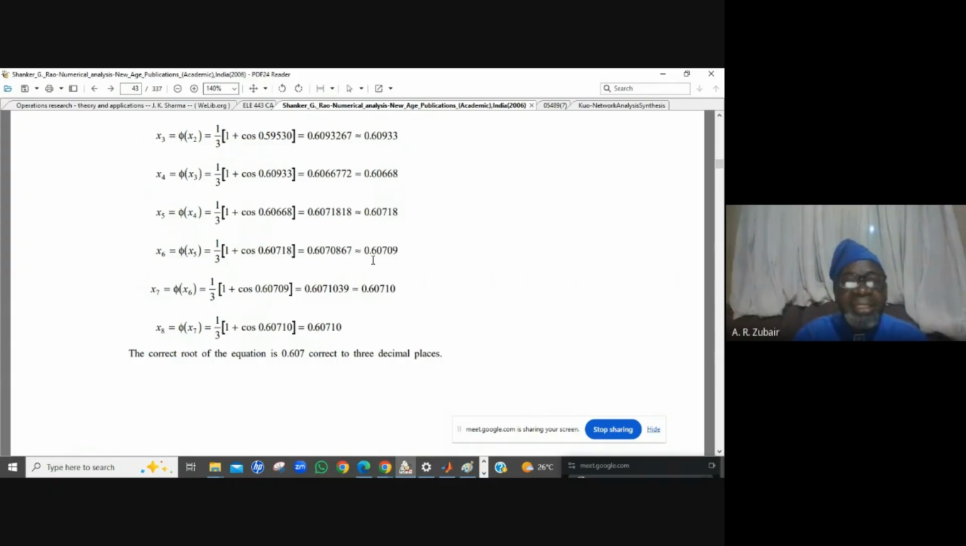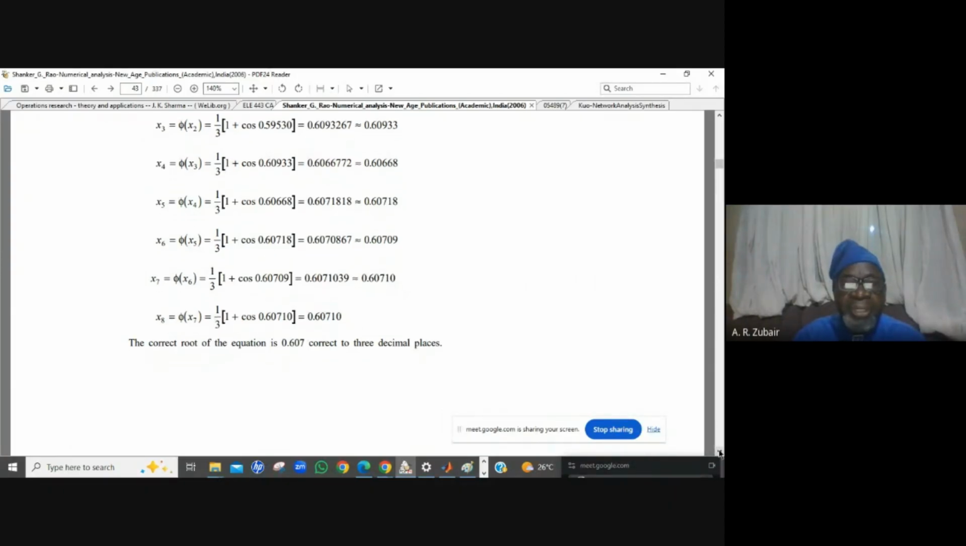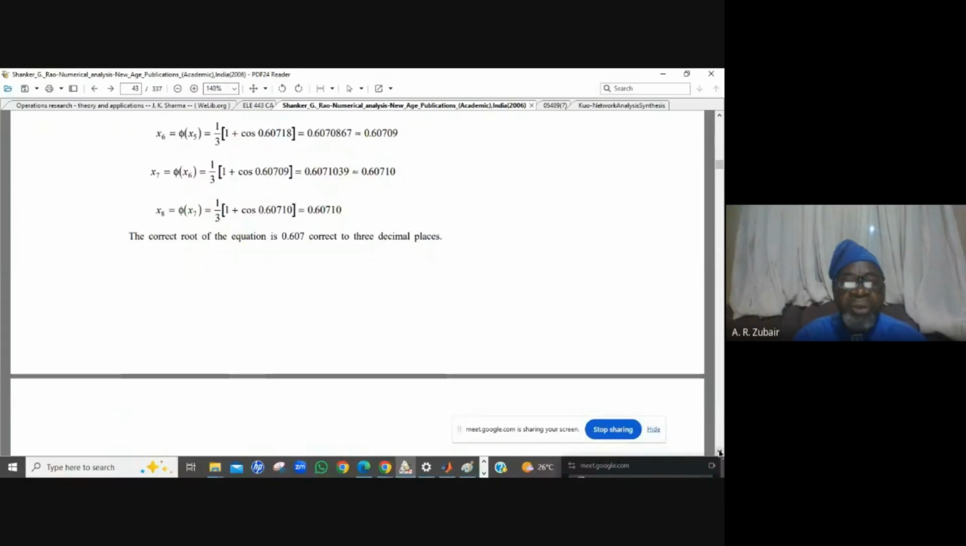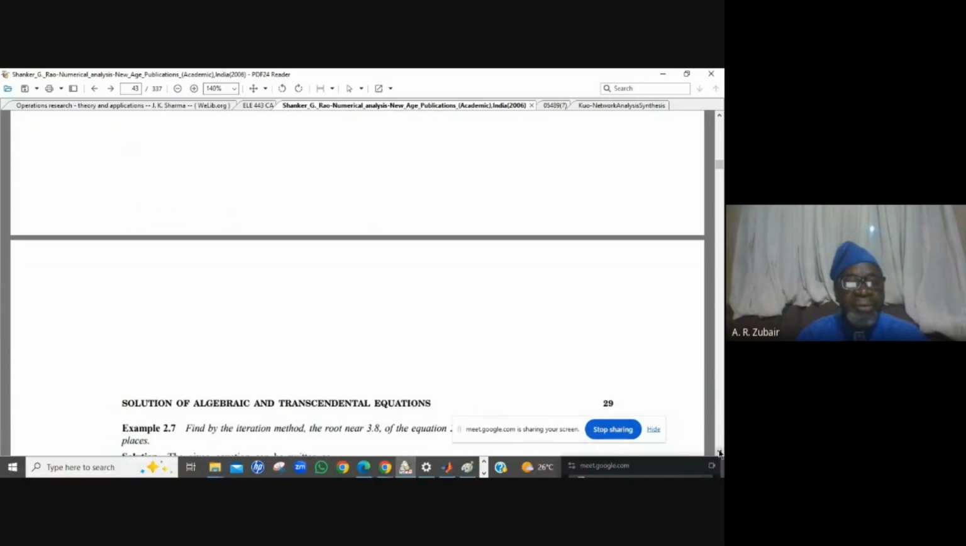By the time they calculate x6, 0.60709, x7, 0.60710, x8, 0.60710. You see that there is not much difference as far as 4 decimal places is concerned. Even here, if you approximate this to 4 decimal places, it's still going to be 0.6071. We can stop there because it is now correct to 4 decimal places. But if you want correction to more decimal places, you have to continue.